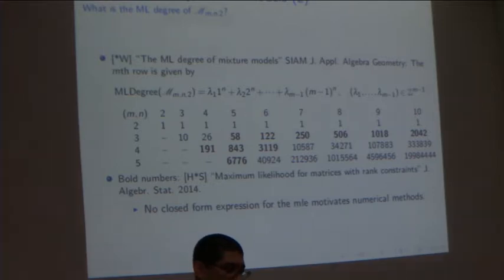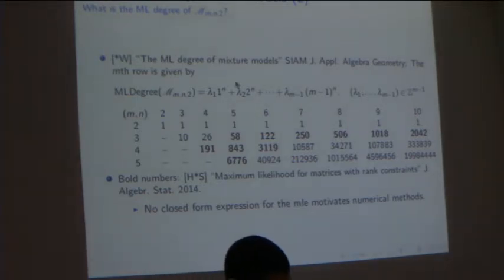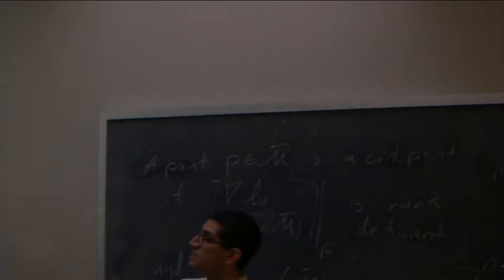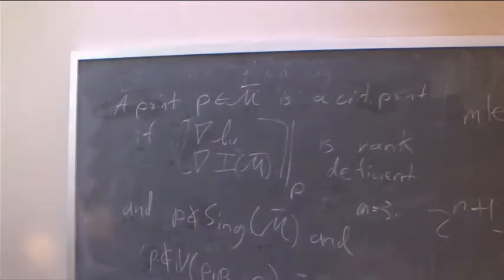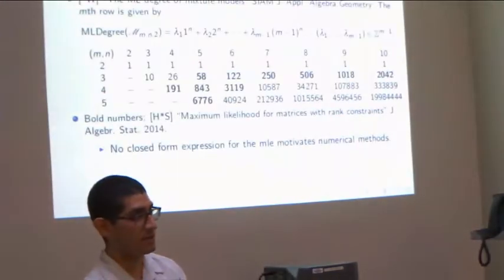Okay, so you might ask, well, what is this first row of numbers? And so we conjectured that it was 2 to the n plus 1 minus 6. So let's check the second row. So you should think of it as 3 by n matrices. So then it was 2 to the n plus 1 minus 6, and we were able to prove this result. But unfortunately, there's no closed form expressions, so this motivated the numerical methods.